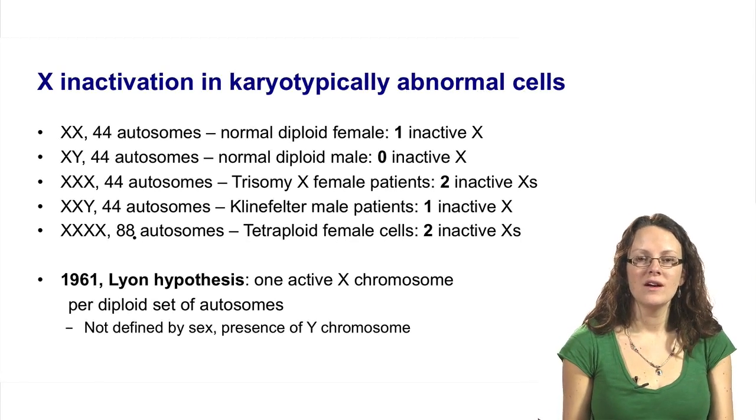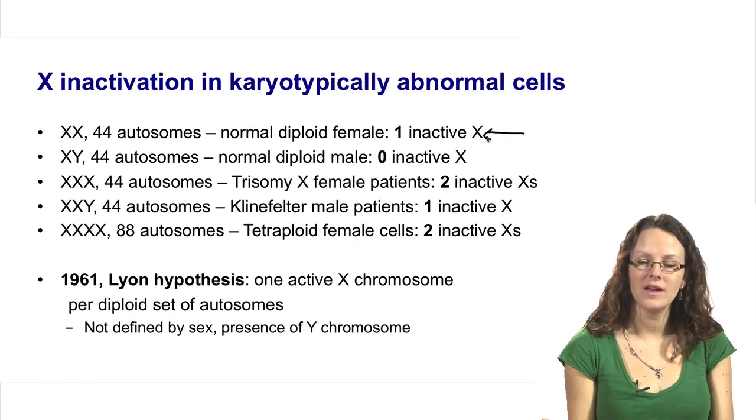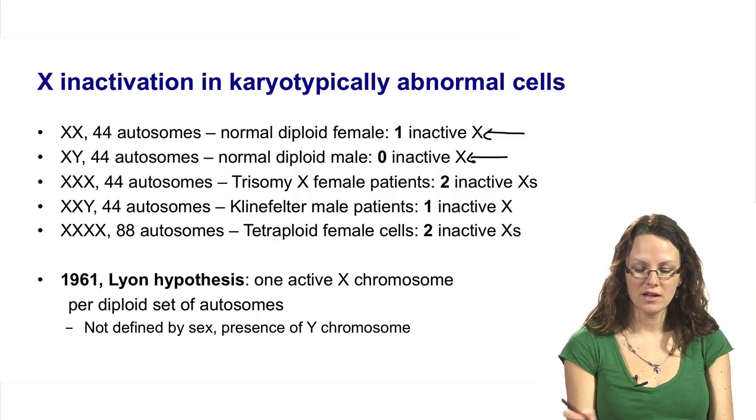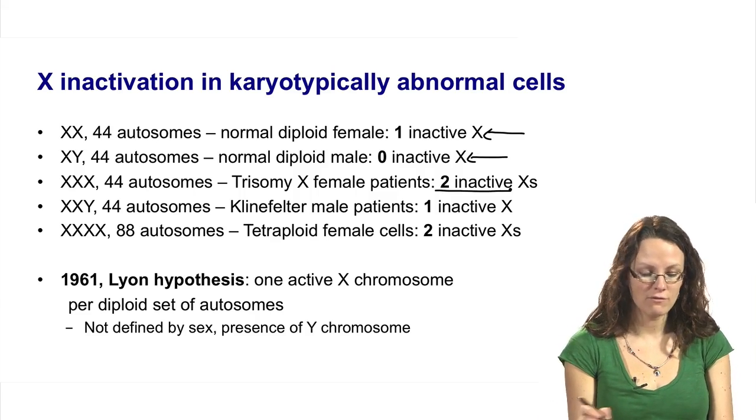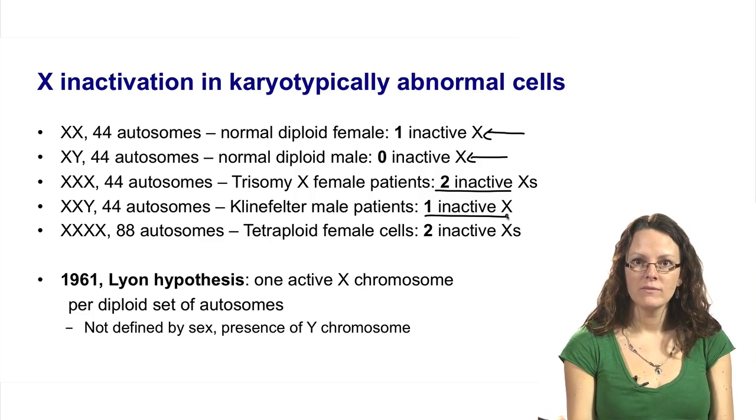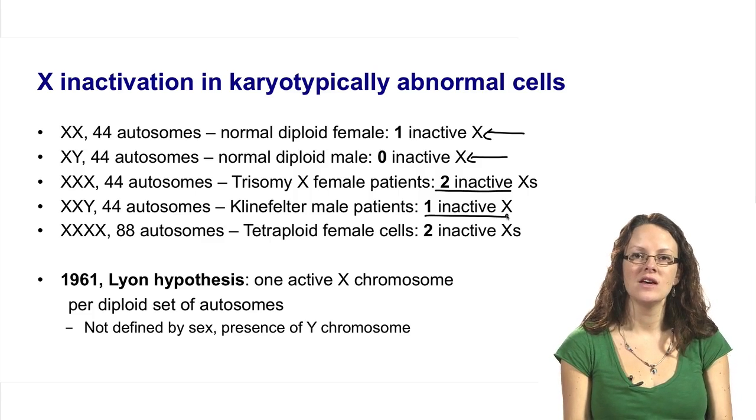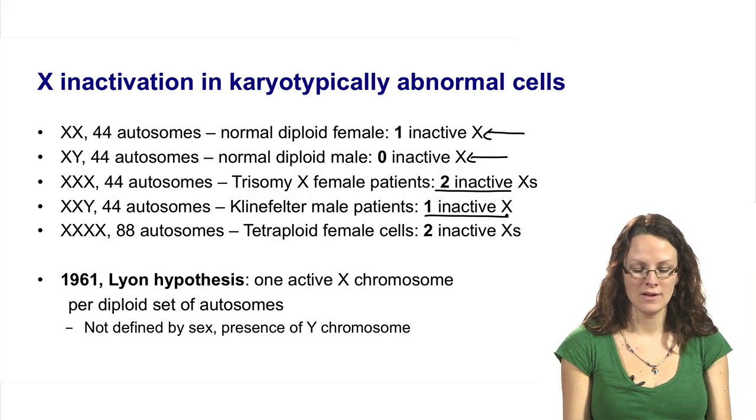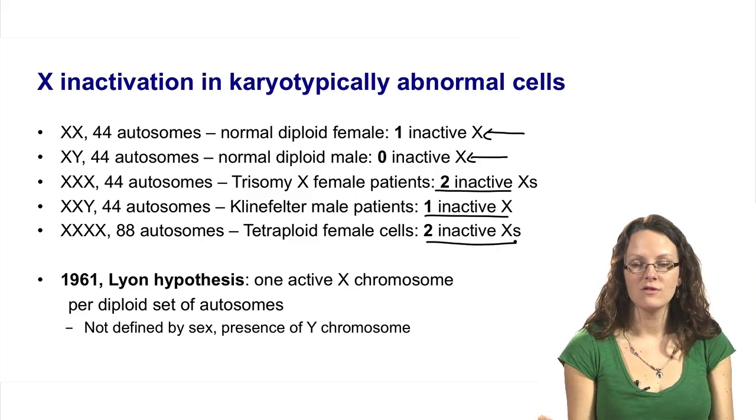So what they found was, of course, in females you have 1 inactive X chromosome, and in males you have none. However, in trisomy X, there are 2 inactive X chromosomes, and Klinefelter male patients have 1 inactive X chromosome. So because male patients, although they are Klinefelter's patients, have 1 inactive X chromosome, this really tells you that the presence of a Barr body isn't strictly to do with the gender or the sex of the individual. Finally, in the tetraploid female cells, there are 2 inactive X chromosomes.